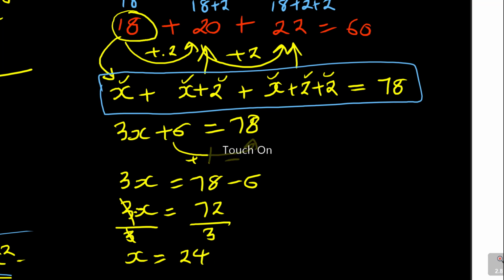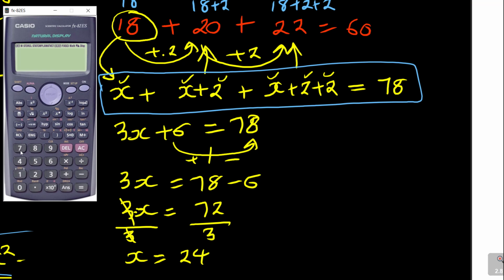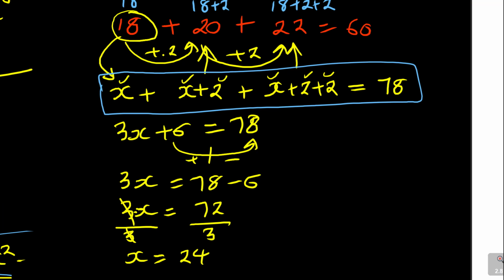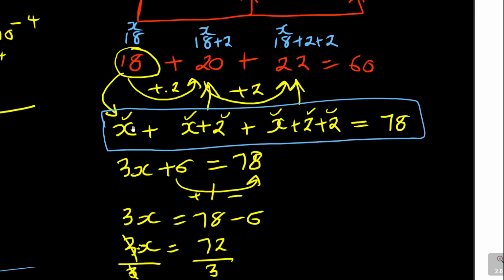But let's check with the calculator. Always check with the calculator. 72 divided by 3 is equal to 24. And now look, this means instead of 18 now, my beginning is 24. You see now, it's no longer 18.